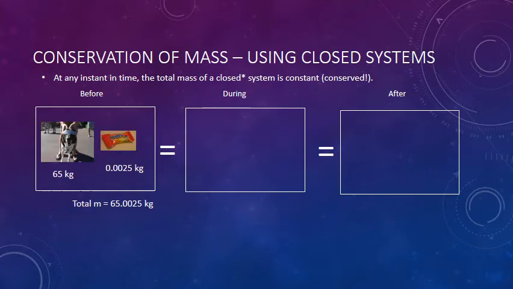So let's say we have a closed system that contains my dog and a Haichu. And my dog, let's say he weighs approximately 65 kilograms, and a Haichu is 0.0025 kilograms. So we have a total mass of 65.0025 kilograms.